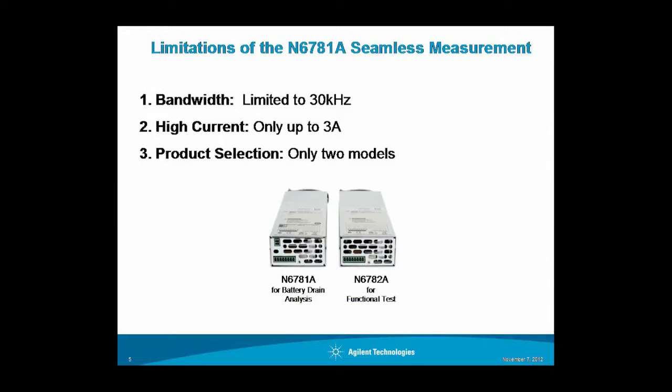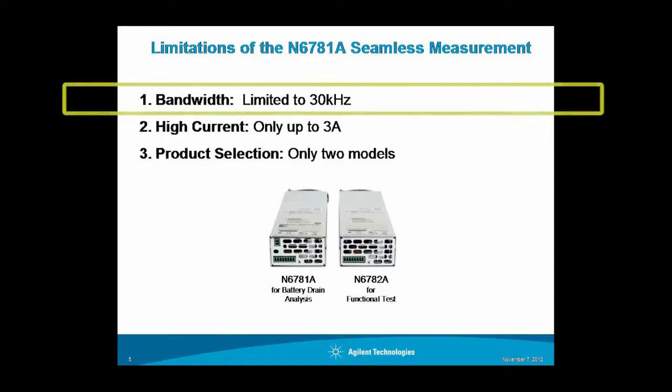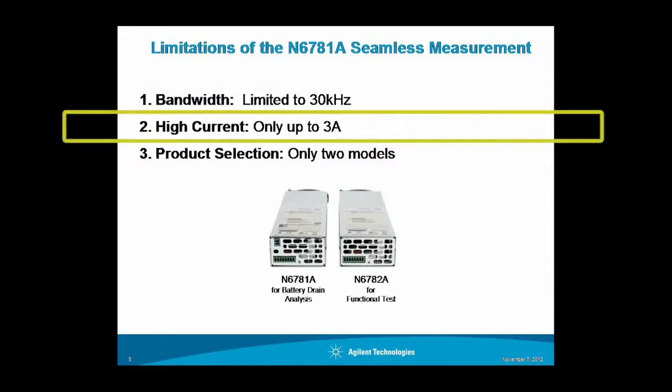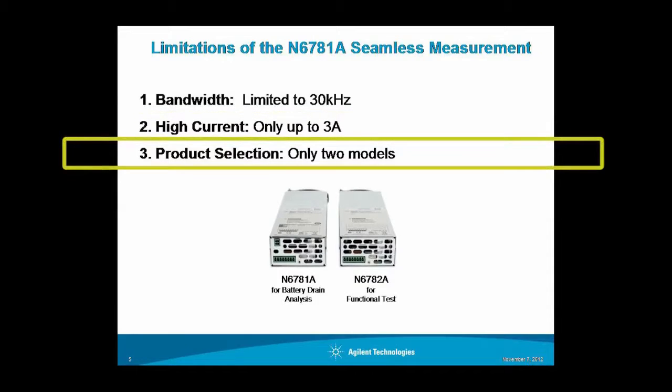Now, the limitations of the N6781 seamless measurement: it has a bandwidth limited to 30 kilohertz. And also, if you need to make current measurements higher than 3 amps, you're not going to be able to do that with this product. From a product selection standpoint today, we only have 2 models available, the N6781 and N6782, which has a seamless measurement capability.